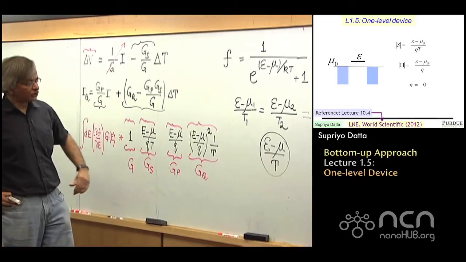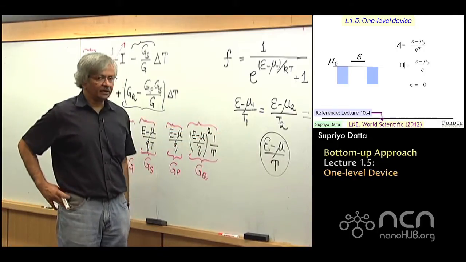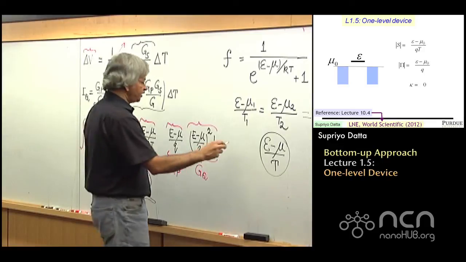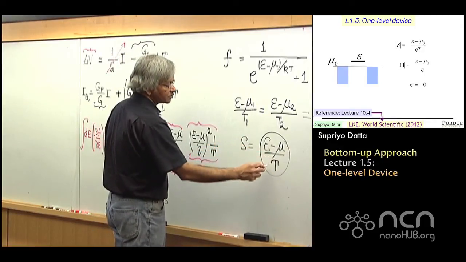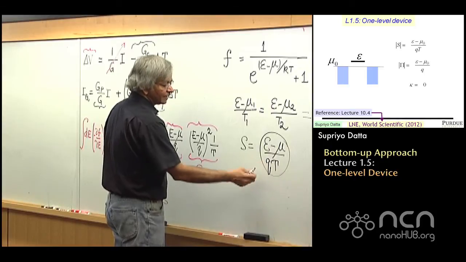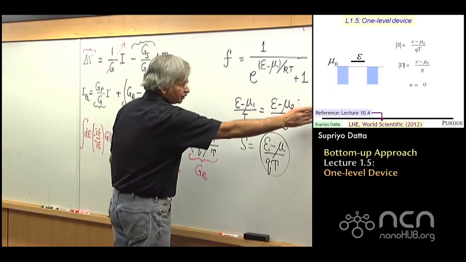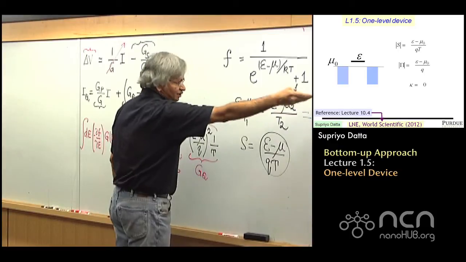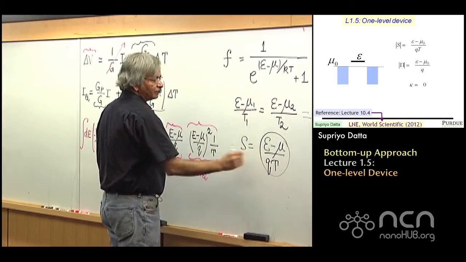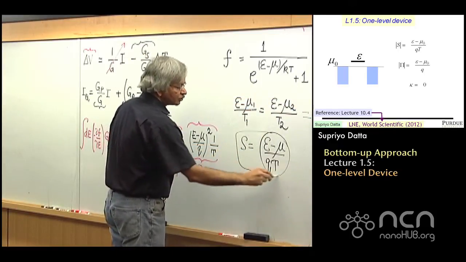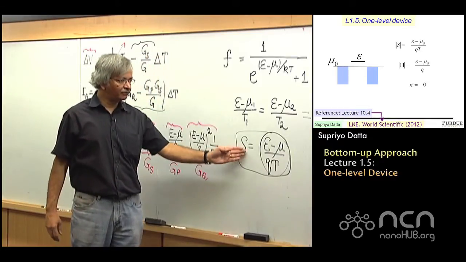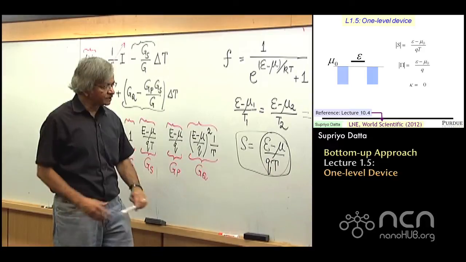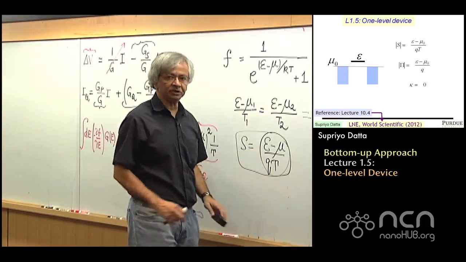Okay? So what this tells you then immediately is that the basic Seebeck coefficient would be epsilon minus mu over qT. The extra q is because this is not quite the voltage, it's q times the voltage. So you'd have to divide by q. But that's it. So for a one-level device, you can see right away that the Seebeck coefficient is given by epsilon minus mu divided by qT.